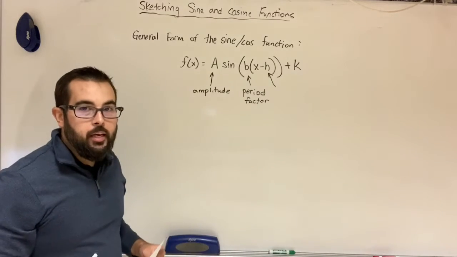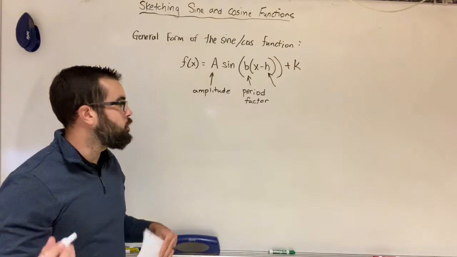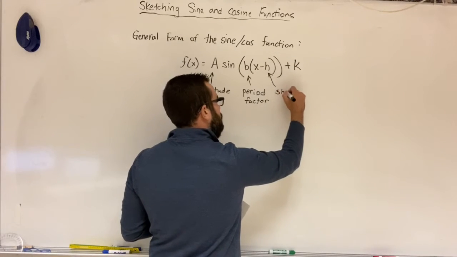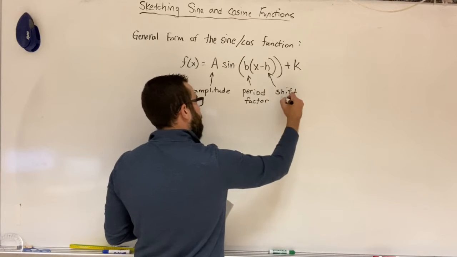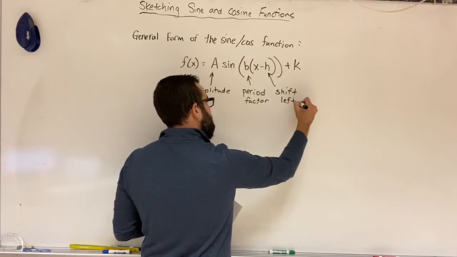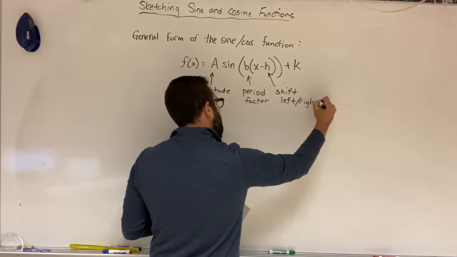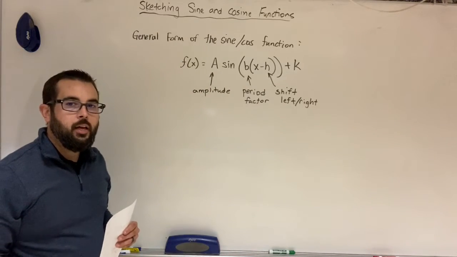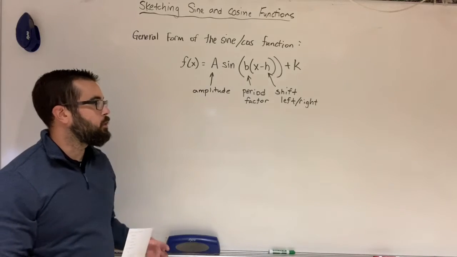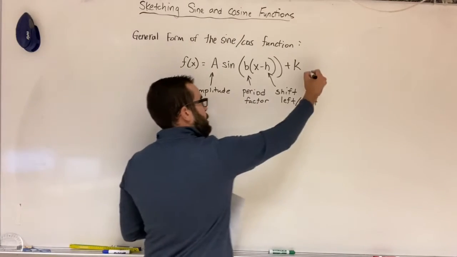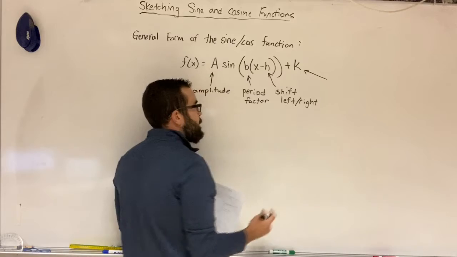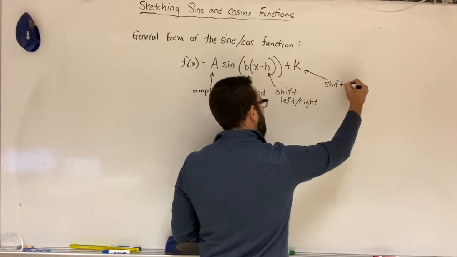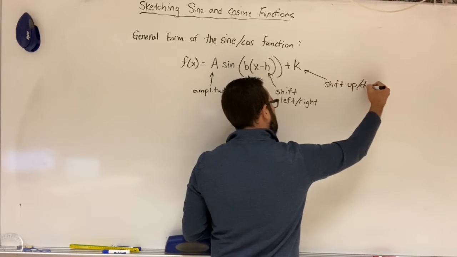Okay, H, just like in Algebra 2 when you learned transformational forms, H is a shift or translation left or right. It's a horizontal translation or a horizontal shift. And then finally K. K is your shift up or down.